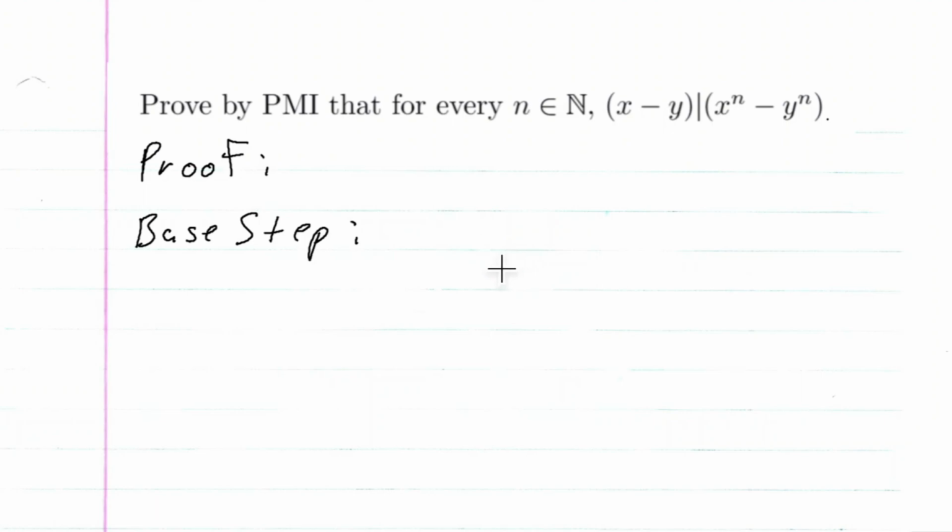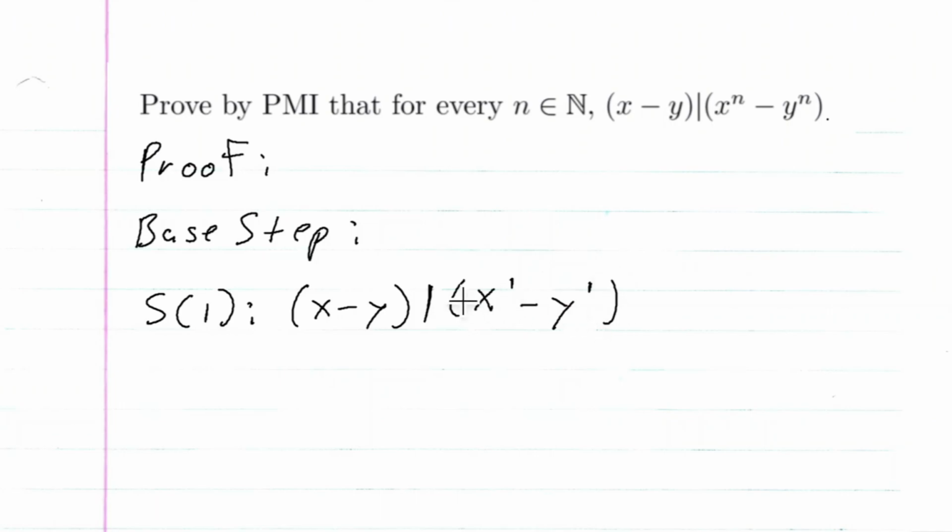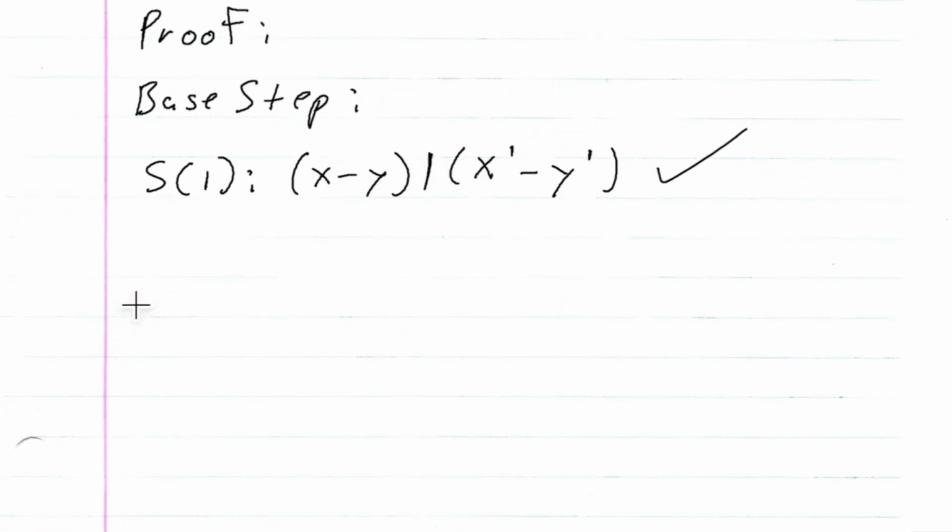So we just want to determine if we plug in 1 for n, if x minus y will divide x to the 1 minus y to the 1. So S of 1 states that x minus y divides x to the 1 minus y to the 1. And of course, x minus y divides itself, so that checks out. Let's go ahead and do one more.